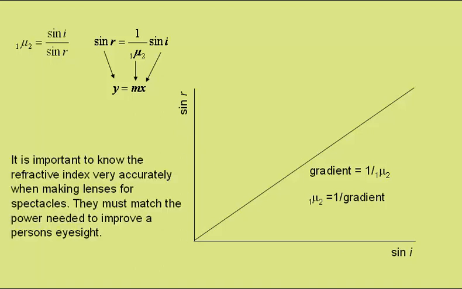It's very important to know the refractive index accurately when making lenses for spectacles. They must match the power needed to improve a person's eyesight very precisely.